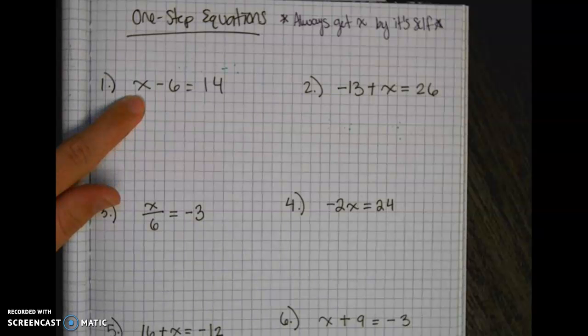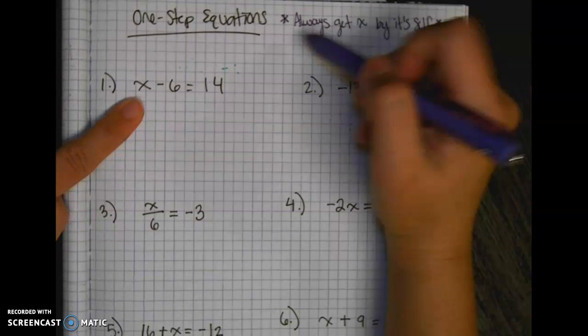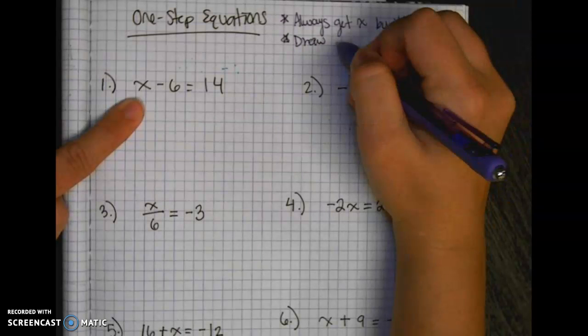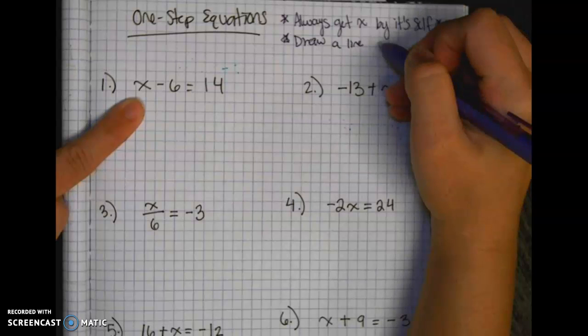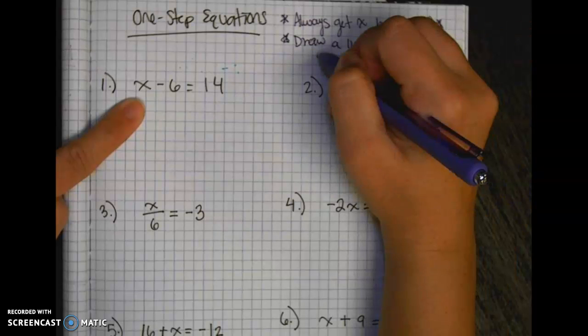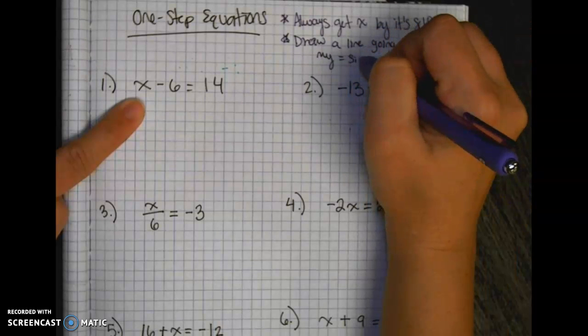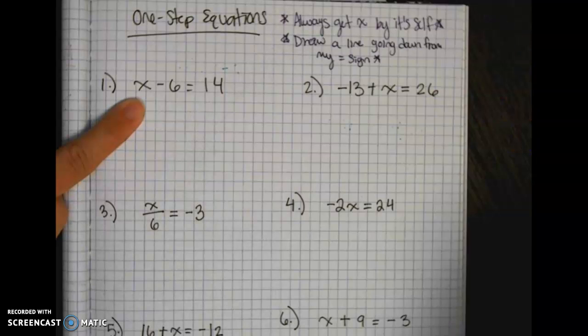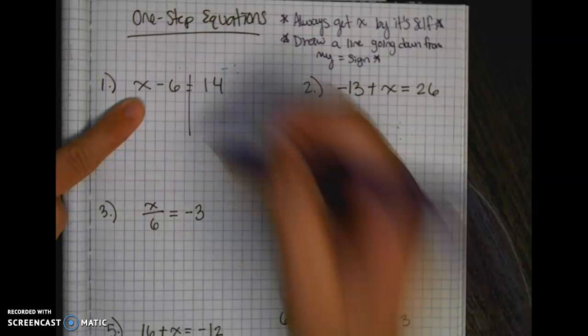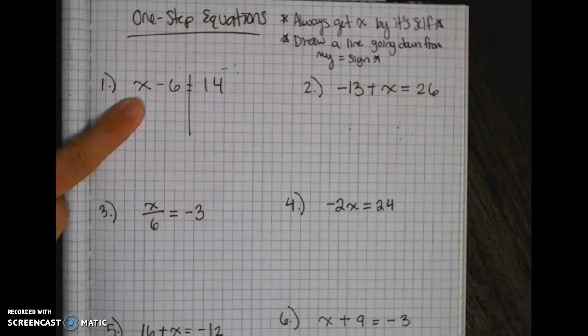So the first thing I always need to do is draw a line going down from my equal sign. The reason you need to do that is because, remember, think of it like a scale. I need to make sure both sides of the equation are the same.